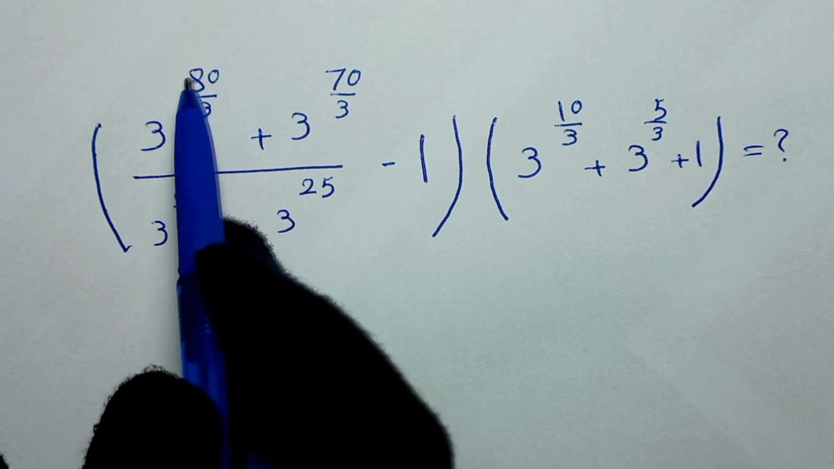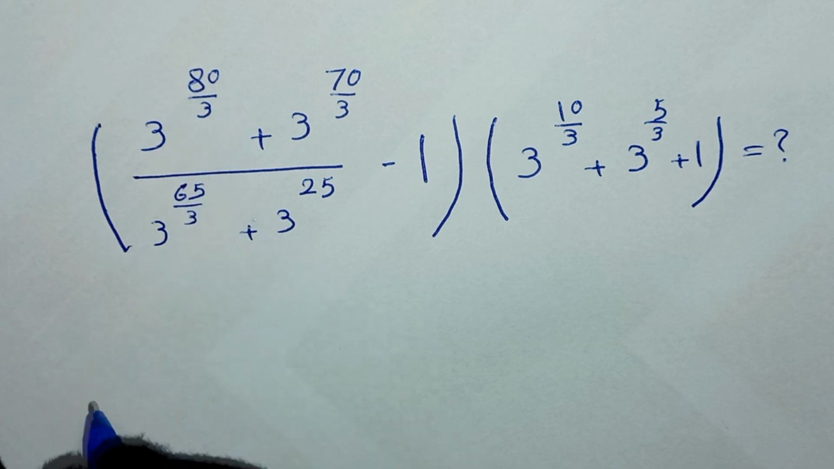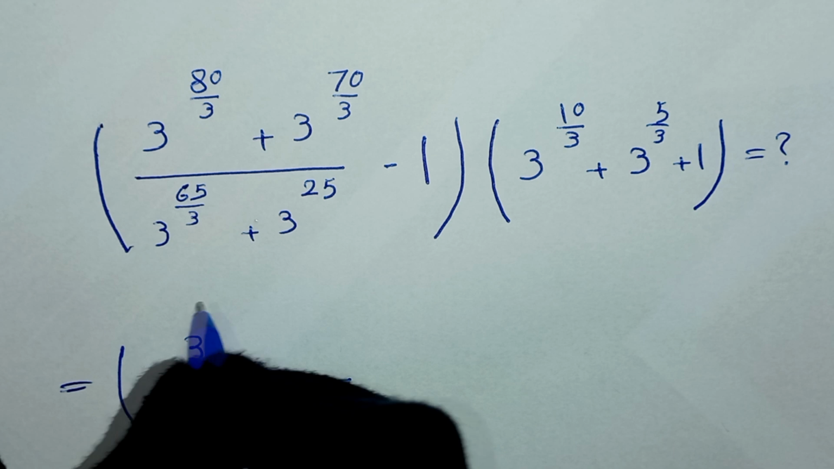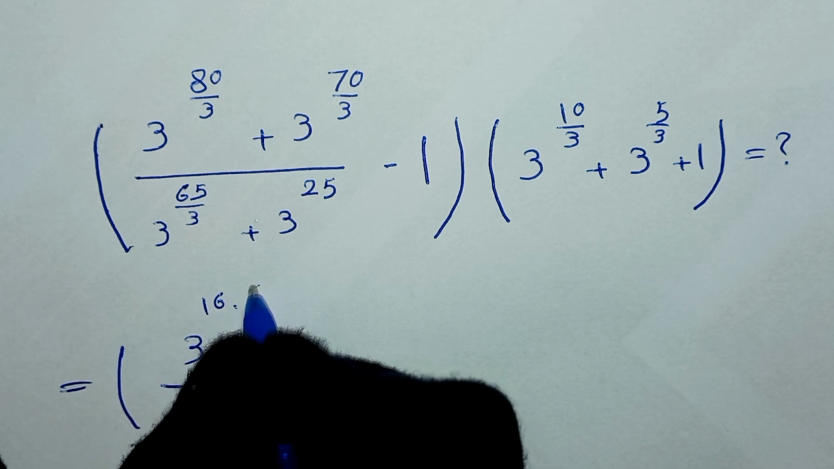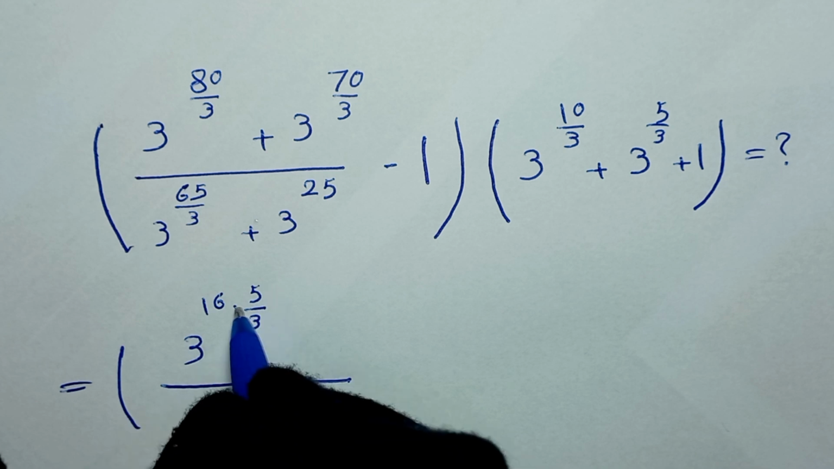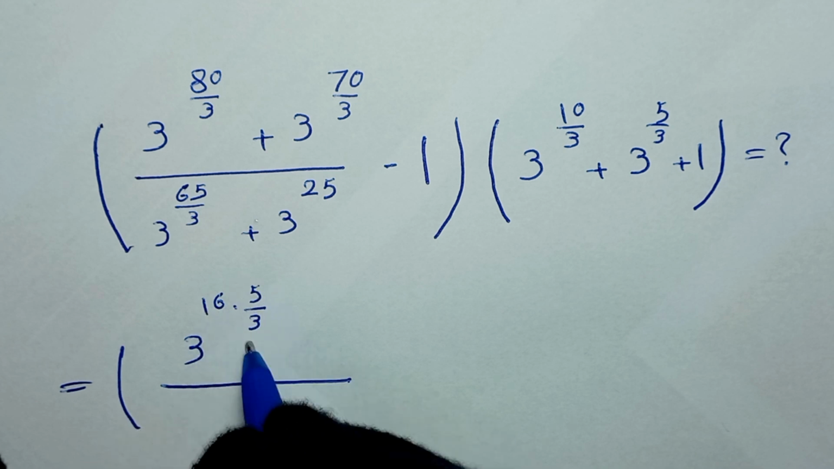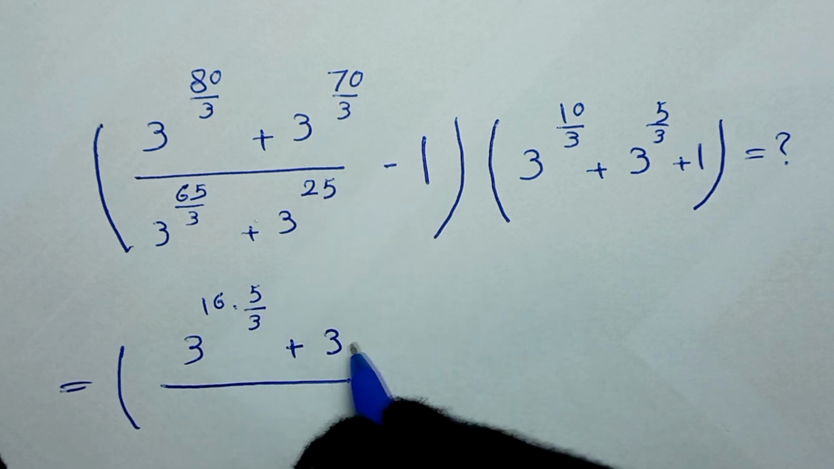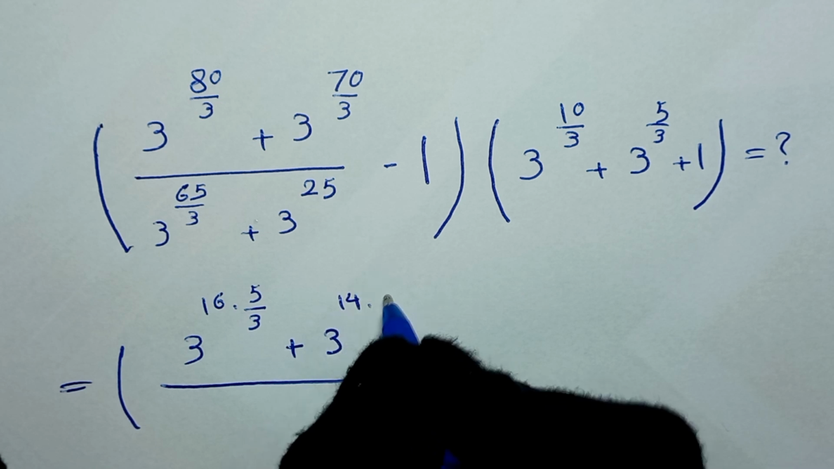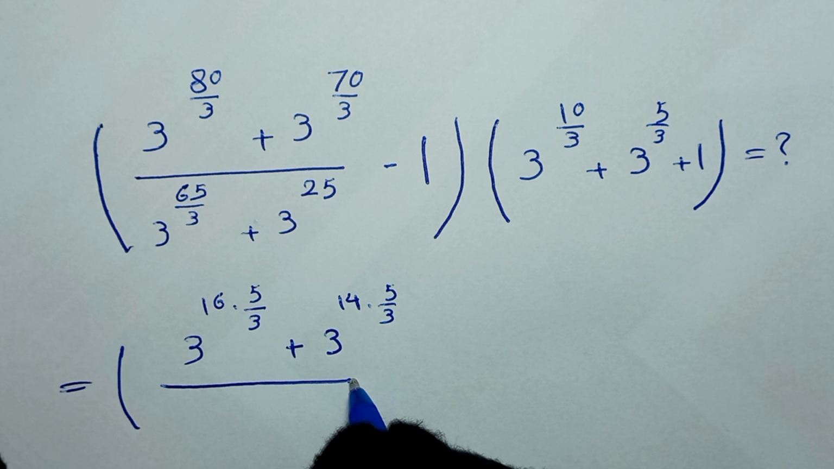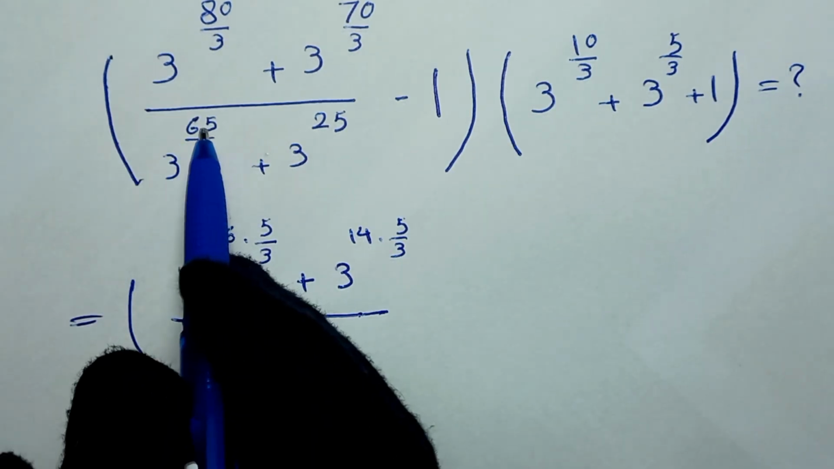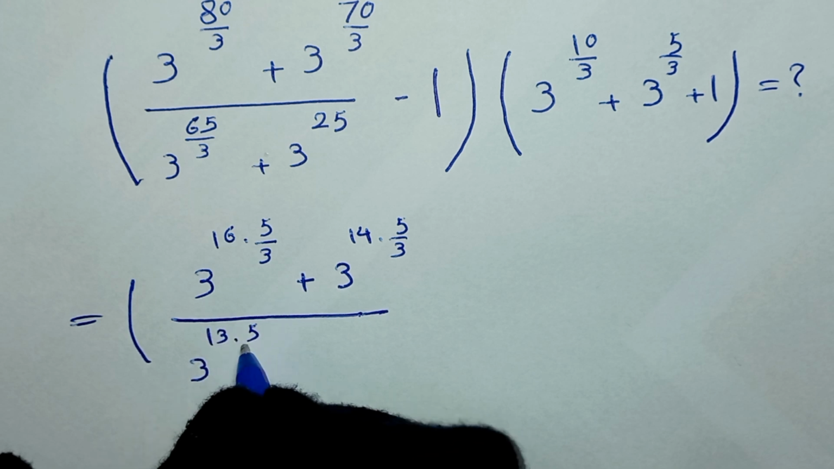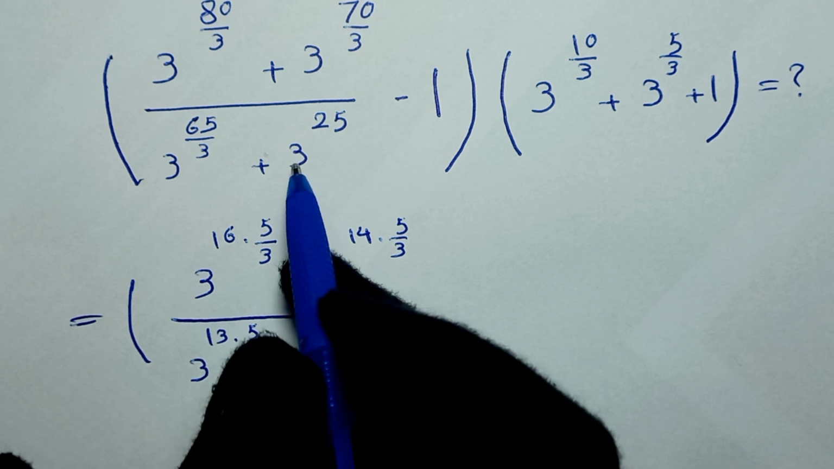80 over 3 as 5 times 16 over 3, right? So in here, write 3 to the power of 16 times 5 over 3, right? 16 times 5 is 80, and 80 over 3 is equal to this, and plus 3 to the power of 70 over 3, we can write this as 14 times 5 over 3, over this 65, we can write this as 3 to the power of 13 times 5 over 3 and plus 3 to the power of 25.